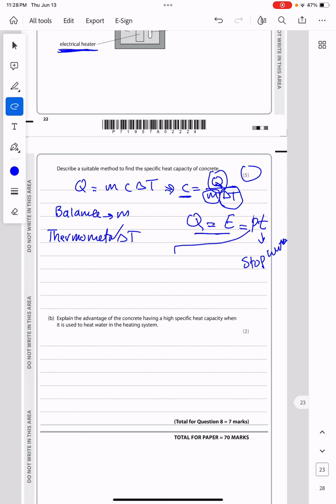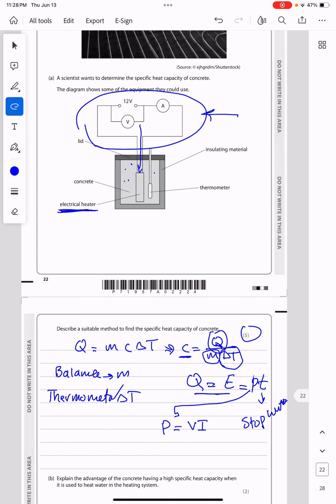What about the power? How can we get the power? The power, if you remember, is equal to VI. How did I know? Even if you forgot, you will find some hints in the question. You see, we have an ammeter and we have a voltmeter.